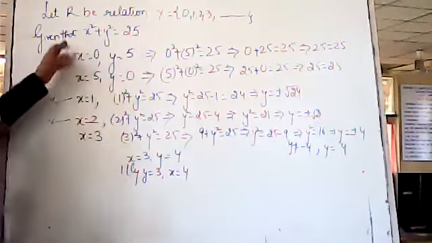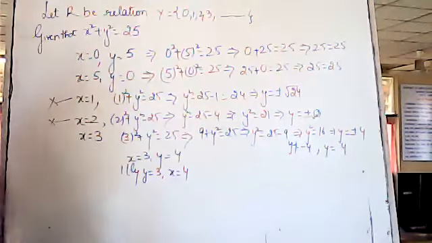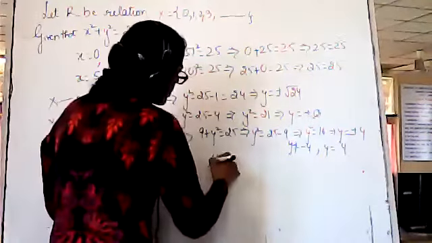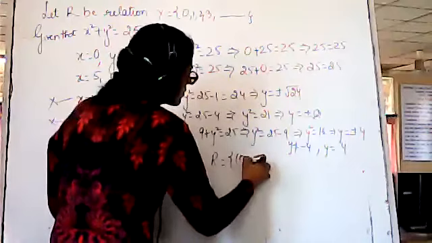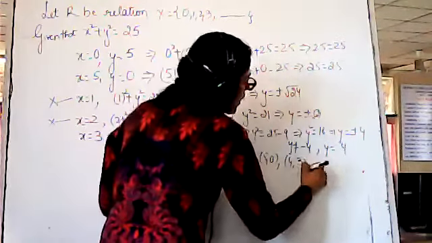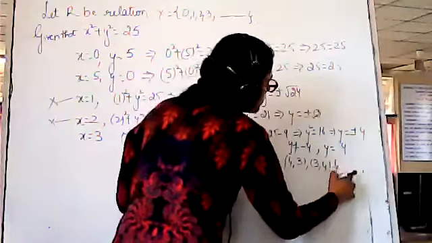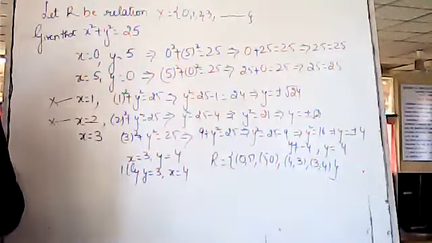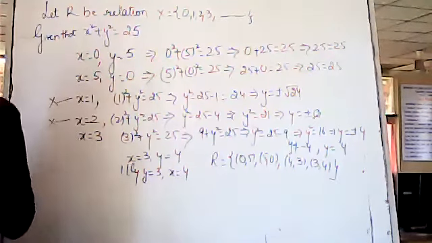If you go over the remaining terms after this, 25 will not be formed. So the relation R will be defined as (0, 5), (5, 0), (4, 3) and (3, 4). This is the relation which is satisfying our condition that x squared plus y squared equals 25.